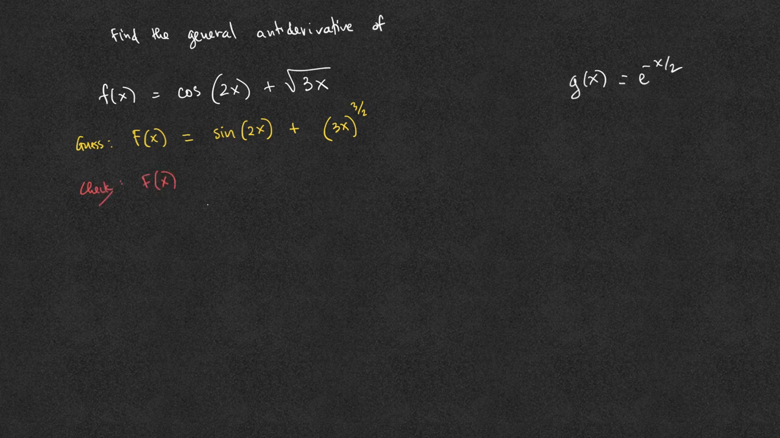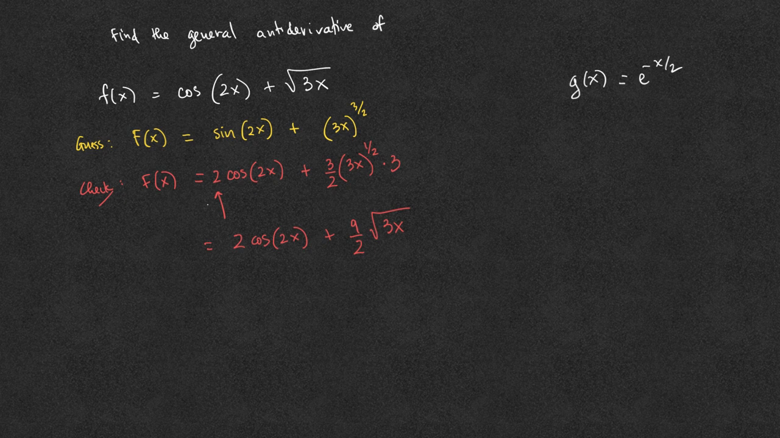F prime of x is the derivative of sine of 2x, which is cosine of 2x times 2. So we have that extra factor of 2 that we will need to take care of. The derivative of 3x, the quantity raised to the power 3/2, is 3 over 2 times 3x to the 1/2 power times 3. This is now 2 cosine of 2x plus 9 over 2 the square root of 3x.